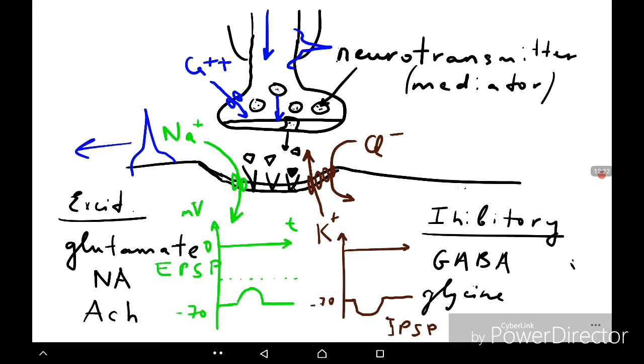Third property is the synaptic delay. Synaptic delay is the time that is needed to produce the synaptic transmission, and it is explained by the fact that neurotransmitter should be released, it should diffuse, it should bind the receptors, should initiate channels. It takes time.